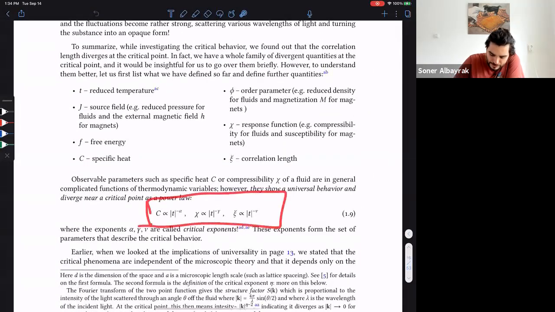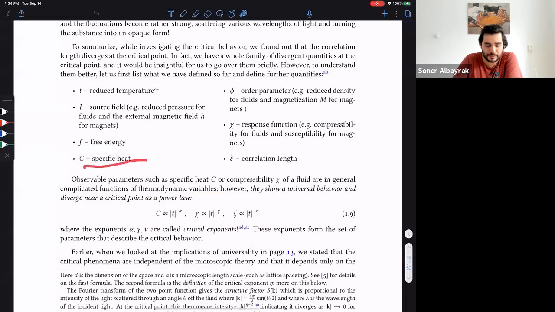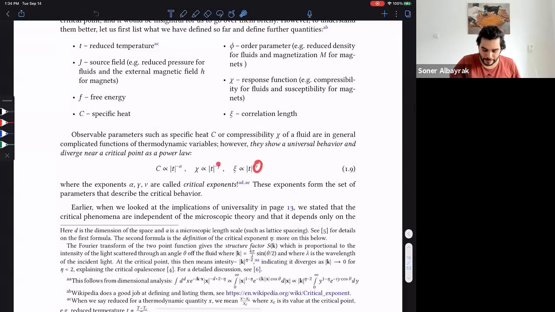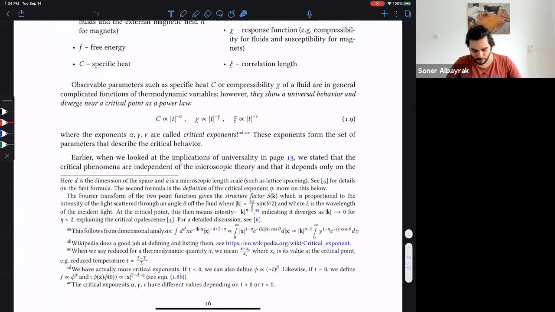So I gave some examples here. For example, specific heat, like how temperature changes by introducing some heat to the system. Or compressibility, like if we change the pressure, how a fluid would compress. If we change the external magnetic field, how the magnetization of a magnet changes, its susceptibility. Compressibility, susceptibility, specific heat, these are all things that can be measured in experiments. And these all go like power laws with some universal exponents. And these are called critical exponents, okay?